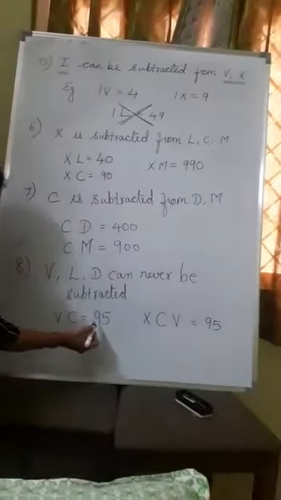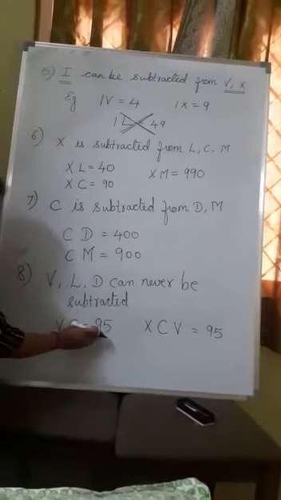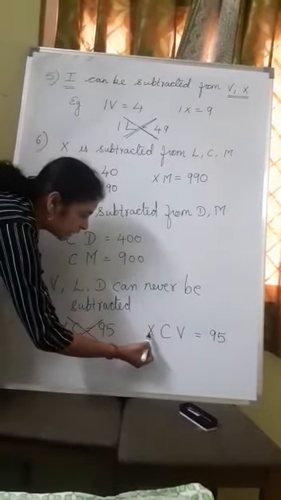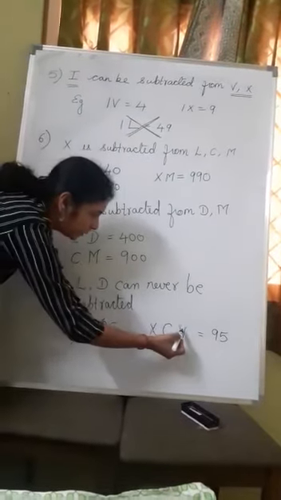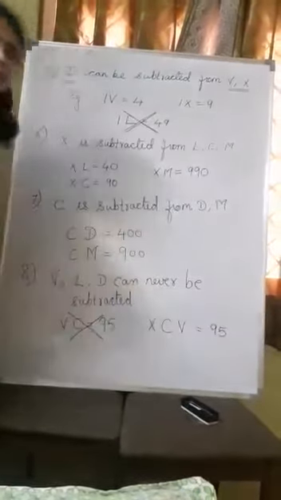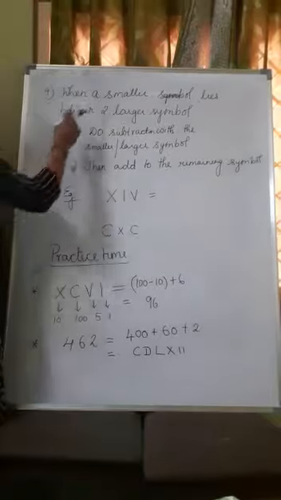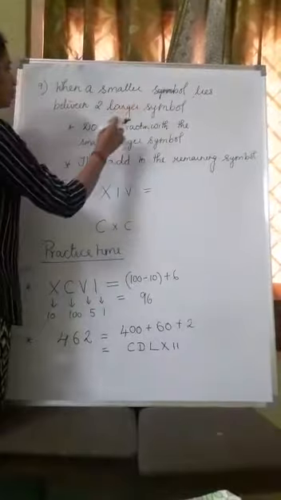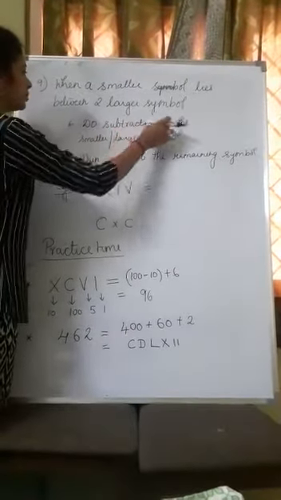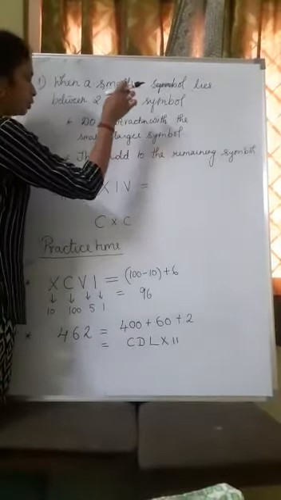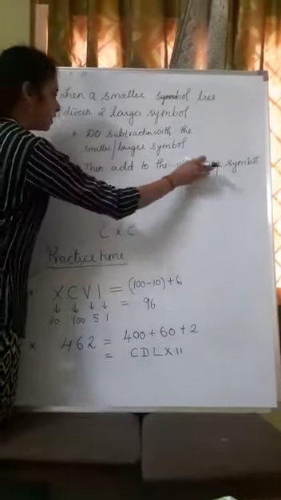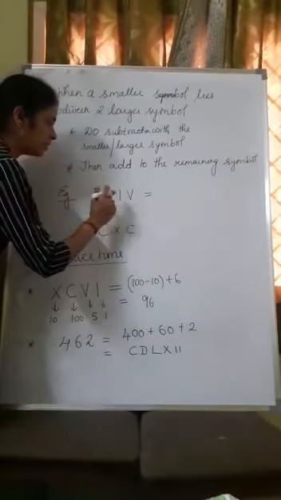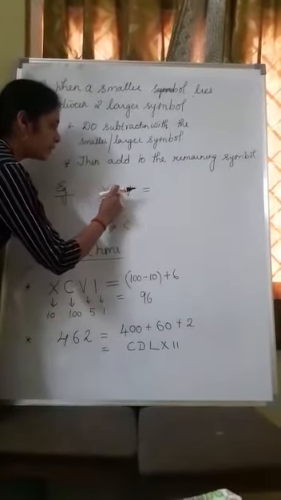So when it comes to 95, you cannot write 100 minus 5 is 95. This is wrong. Instead, it is 100 minus 10 is 90. 90 plus 5 is 95. The last rule is, when a smaller number lies between 2 larger symbols, what you should do? First, wherever subtraction is possible with the smaller and larger symbol, you have to do that first and then add to the remaining symbol. For example, if you see here, you don't do 10 plus 1, 11 first. First do 5, here subtraction is possible.